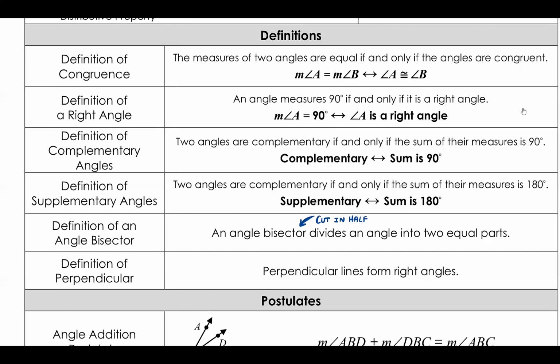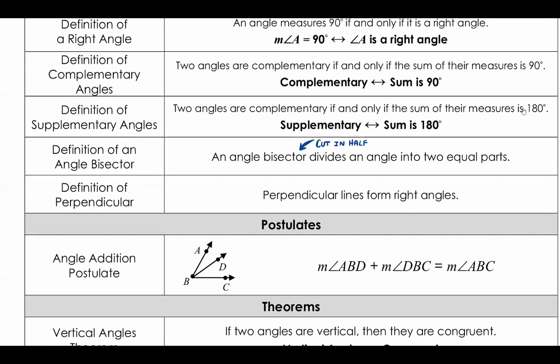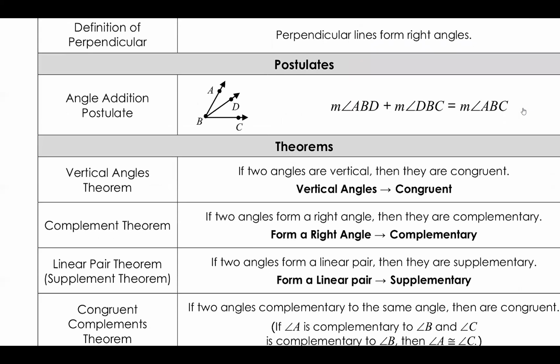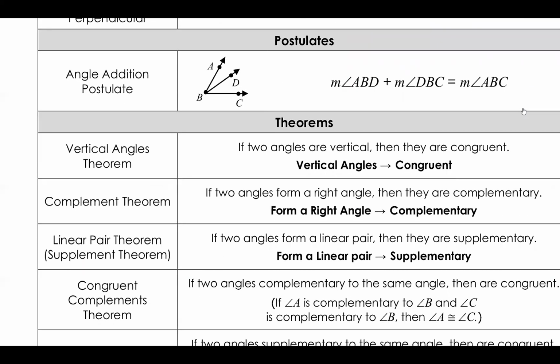Definition of perpendicular. Perpendicular lines form right angles. And if it's a right angle, it measures what? 90 degrees. Angle addition postulate. We saw those second two words yesterday. What was the segment addition postulate? Two smaller segments added together make a bigger segment. So when I tell you angle addition postulate, what do you think? Two smaller angles added together come together to make a bigger angle.